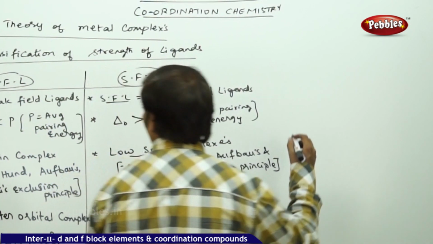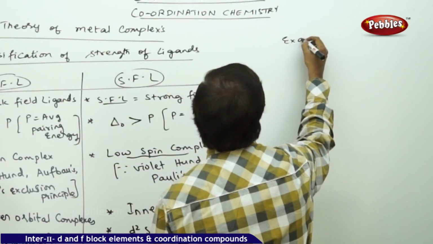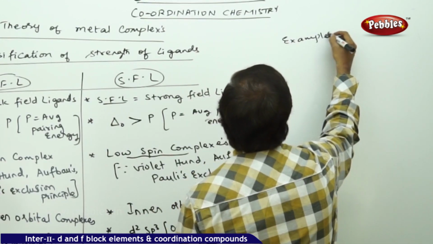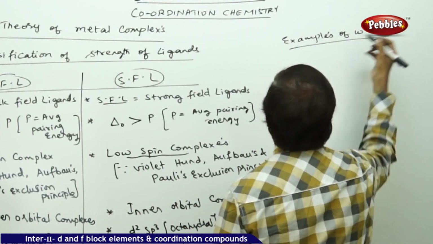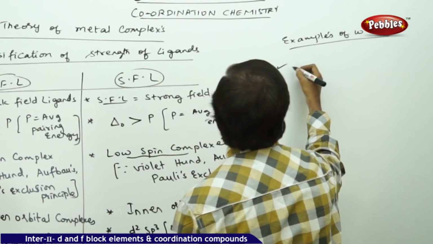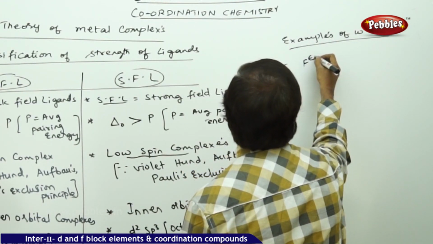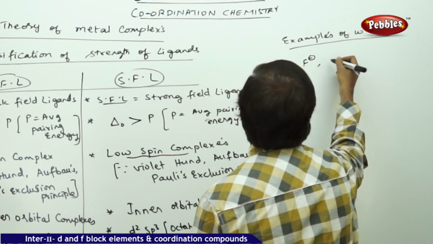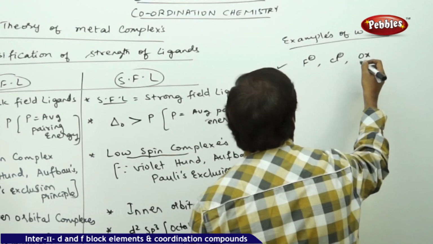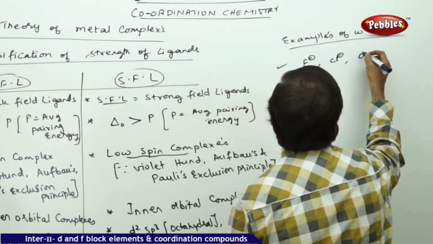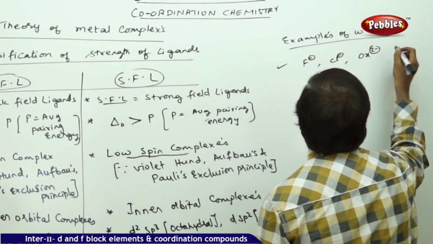So what are the examples you can give? Examples of weak field ligands: F minus is a weak field ligand, Cl minus is a weak field ligand, oxalato is also a weak field ligand. All these are weak field ligands.